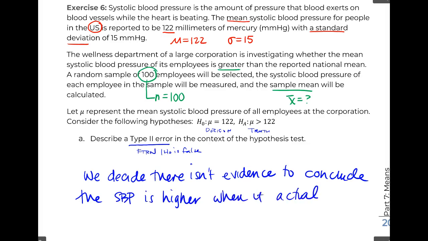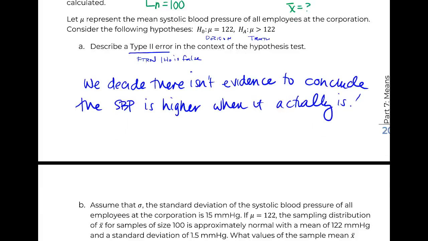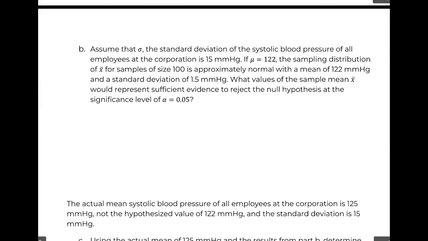Which could be an actual issue here, right? Because they're going to basically think they don't have an issue going on. They might not do some sort of wellness program when they really should have been doing some sort of wellness program because their employees had high blood pressure. So, all right. Part B.